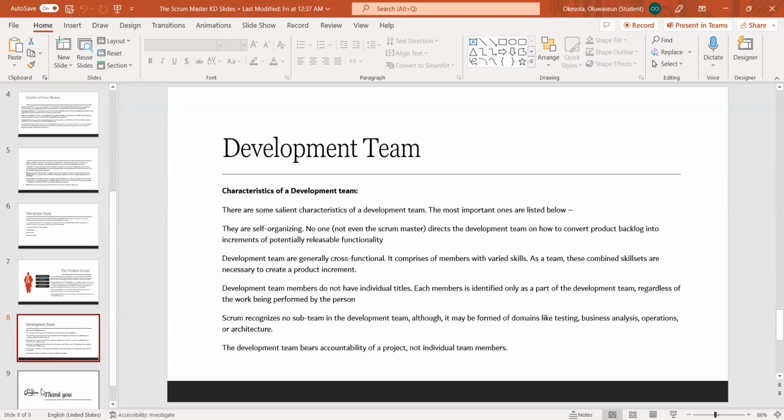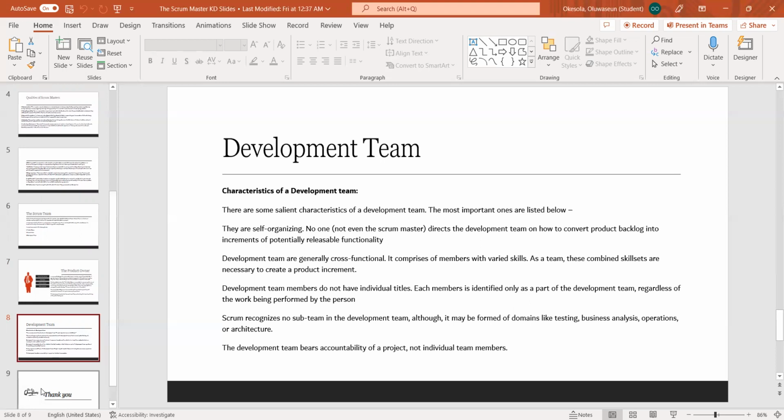Finally, the development team. What are the characteristics of a development team? There are some salient characteristics of a development team. The most important ones are listed below. They are self-organizing. I mentioned earlier that the Scrum team are self-organizing. No one, not even the Scrum Master, directs the development team on how to convert the product backlog into increments of potentially releasable functionality. So you don't tell them what to put into the backlog, right? They sit down, they pick it, they choose it, they commit to it, and they deliver it, right?